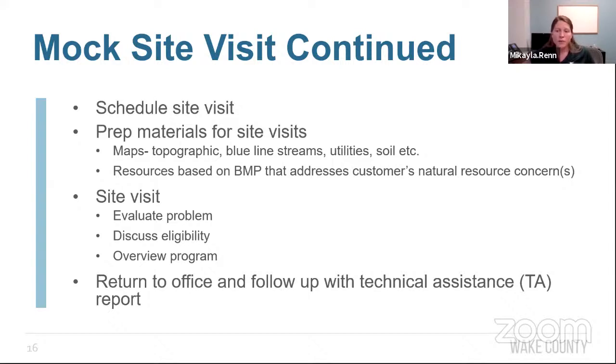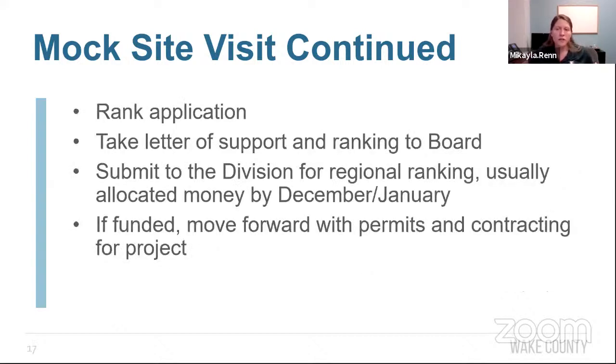Afterwards, we would follow up with the landowner by sending a technical assistance report with information that we reviewed during the site visit. If the individual was eligible for CCAP, we would then rank the potential project against other potential applicants that we received in the county. And if it ended up ranking the highest, we would take a letter of support to our Board of Supervisors for approval in late summer, early fall. Once the state application period opens, in again August or September, we would submit that application to the division. Allocations would then be announced by December or January. If the project was approved for funding, we would notify the landowner and they would be able to move forward with permitting and contracting for the project.